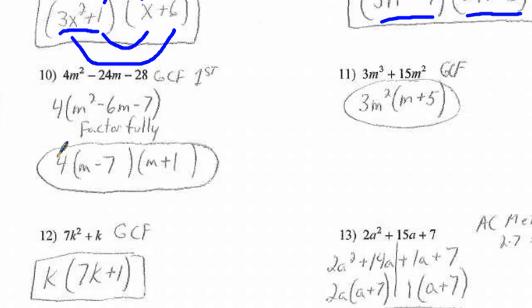We just keep the 4 on the outside. This 4 is going to stay where it's at on the outside. I'll start out with 2 sets of parentheses. I'm already locked in at m and m. That's the only way you're going to get an m squared.